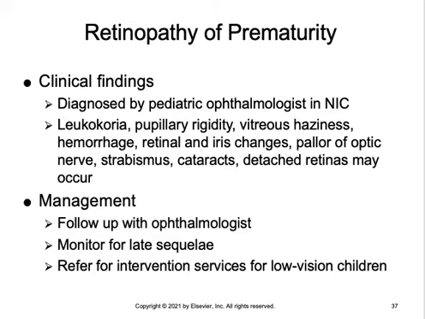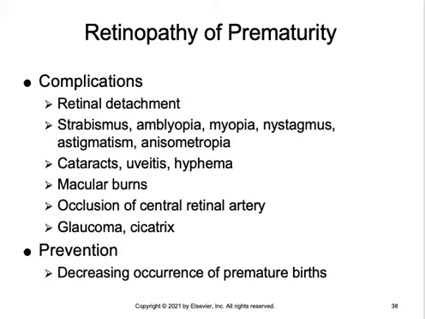And the last bullet on this slide: refer for intervention services for children that have visual issues. They will be seeing the ophthalmologist, but you would want to refer them immediately if they have decreased visual acuity. A lot of times it's going to be so severe that even corrective lenses once they get older may not fix that. So you're going to want to set them up with early intervention as an infant for further screening.